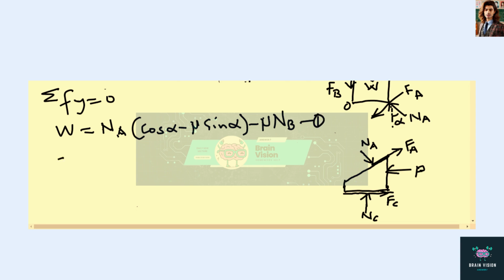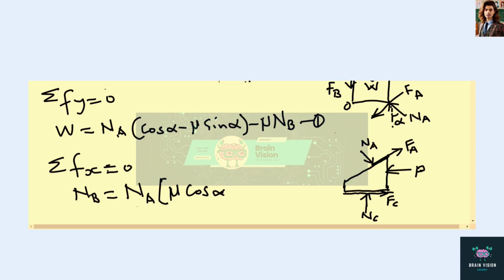Then if we take summation of forces along the horizontal direction, we're going to arrive at NB, the normal reaction at B, to be equal to the normal reaction at A, the coefficient of static friction cos alpha plus sine alpha. So we can call this equation 2.